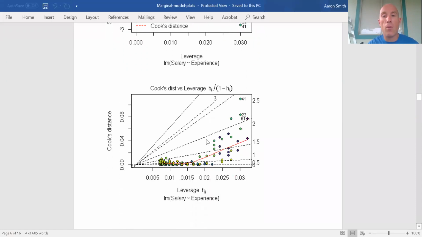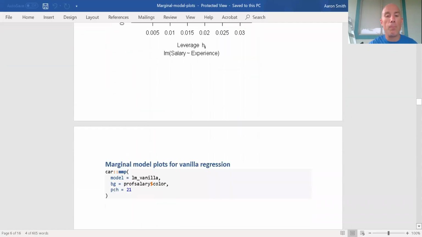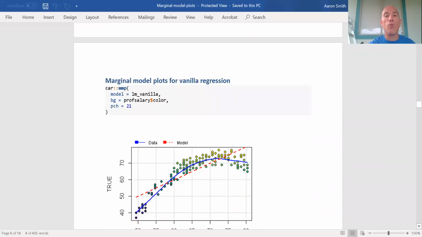And here's Cook's distance versus leverage. Remember that I want to compare things along these contours, but at this point, I'm convinced that I've got a crap model, so I'm not even going to worry about this. I'm just going to move on and start building my model. Oh, actually, I'll go ahead and do the marginal model plot. So we know we have a bad model.